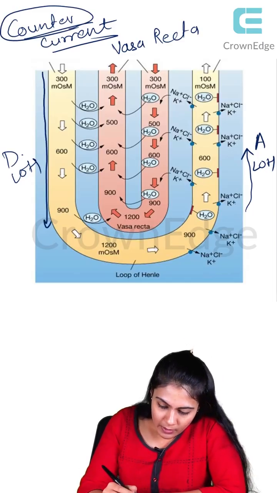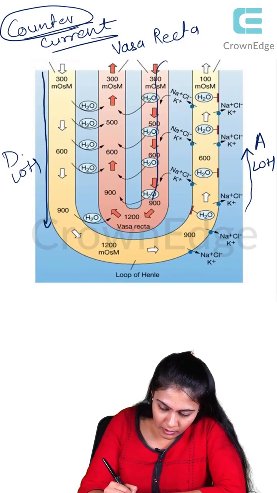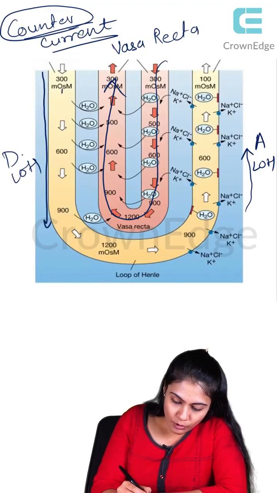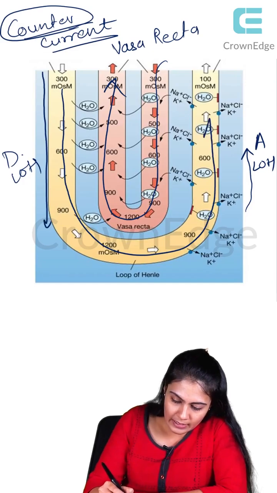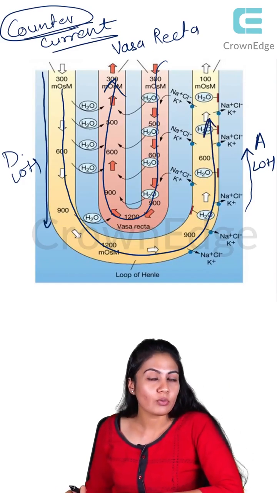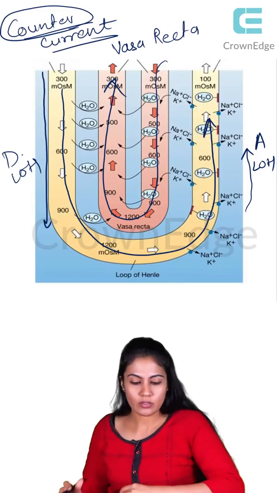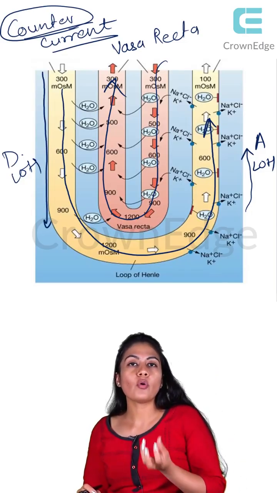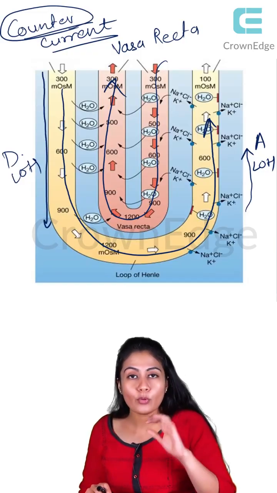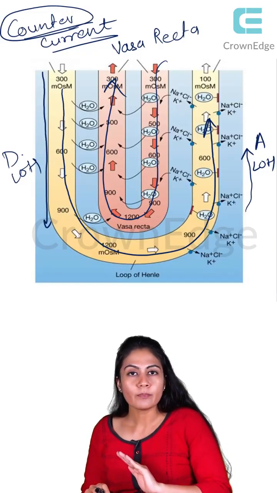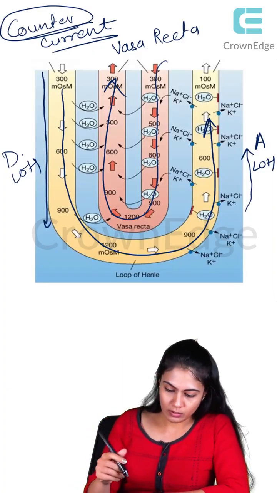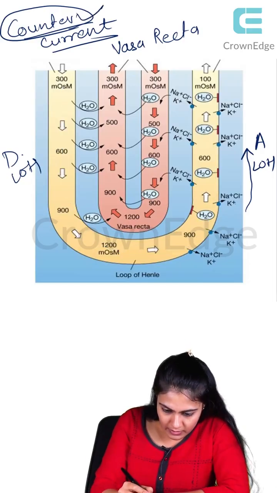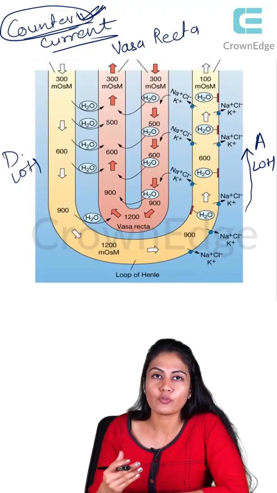You can see the blood is flowing from here to here. The direction of flow is like this, and the direction of urine formation is exactly opposite to that of the blood flow in the vasa recta. So this red one is the vasa recta and this is the loop of Henle. The direction of flow of blood in the vasa recta is opposite to that of the flow of urine in the loop of Henle. So that is nothing but the counter, that means the direction of flow is opposite.